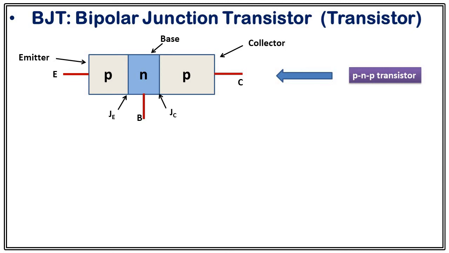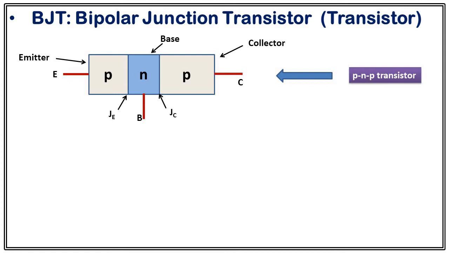Here the junction from the emitter to base, which is a junction between P and N type semiconductor, is called emitter junction. And the junction between collector and base, which is also a junction between P and N type semiconductor, is called collector junction. So now we can think of why we are calling it a junction transistor, because in this device there is a junction between P and N type semiconductor. That's why we are calling it a junction transistor.